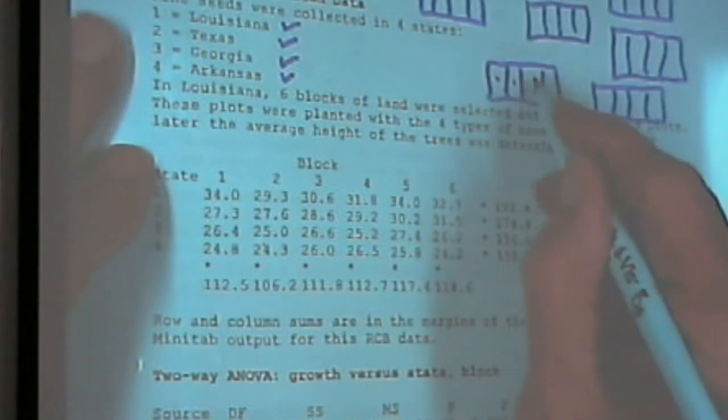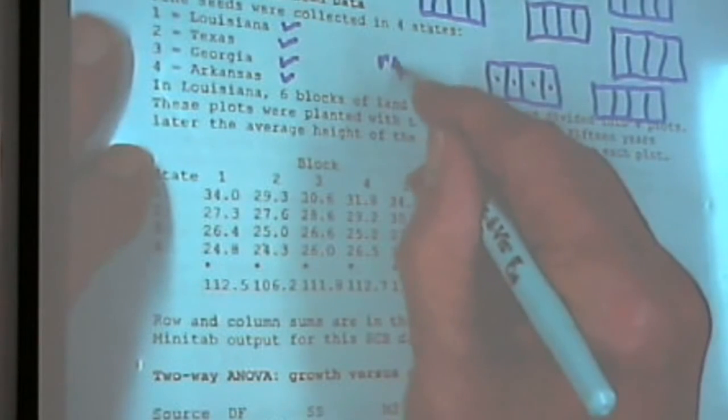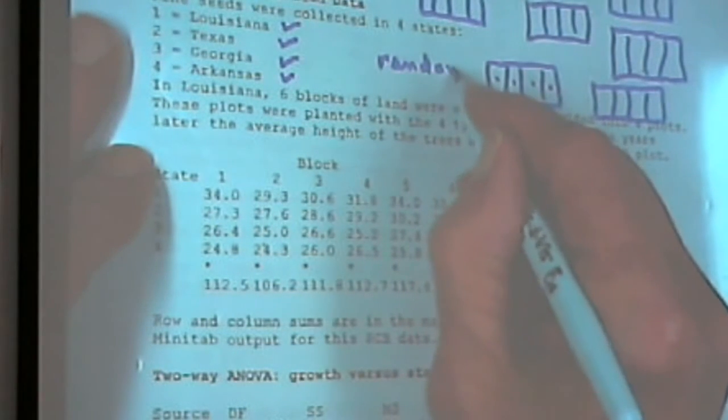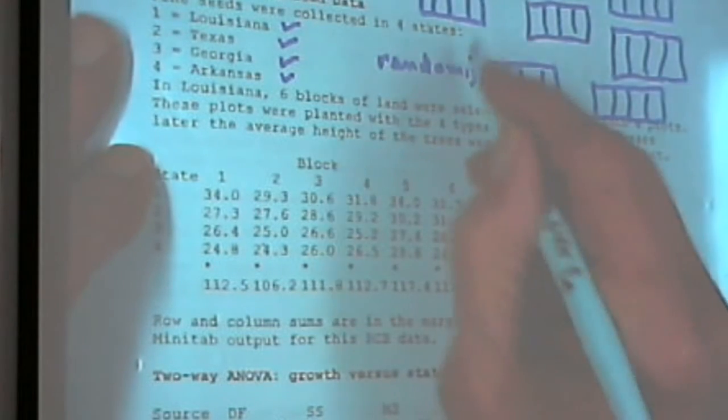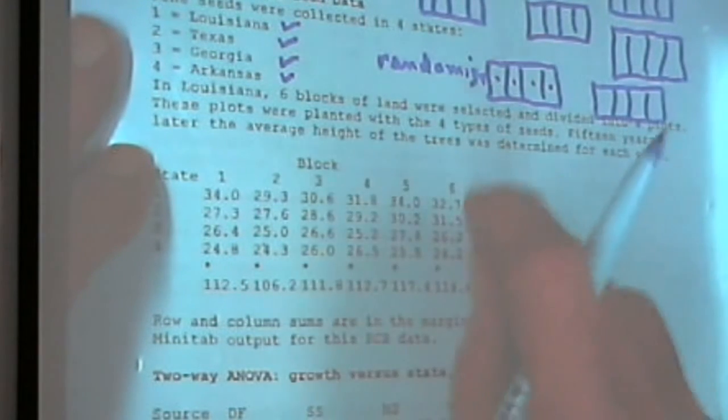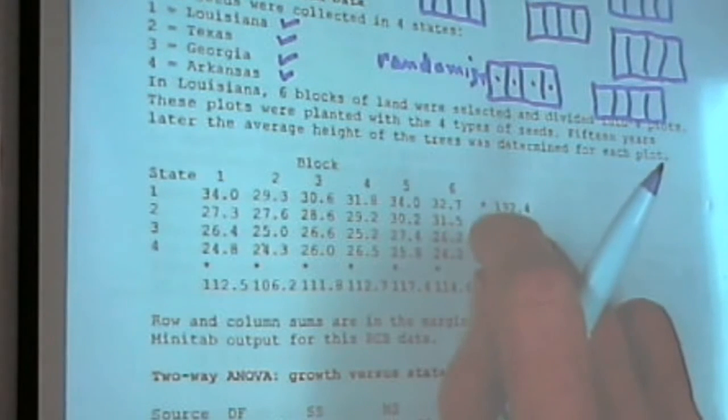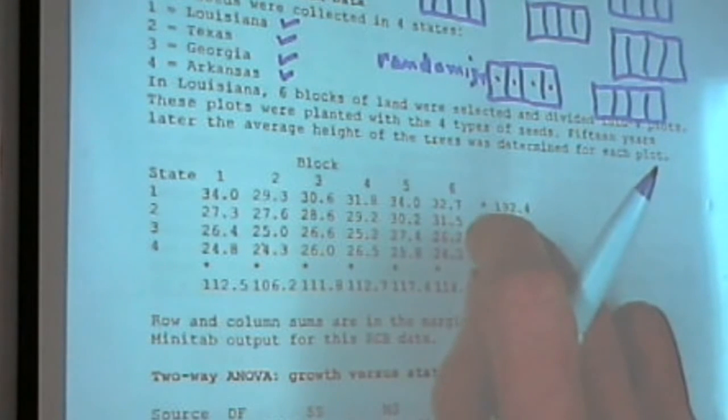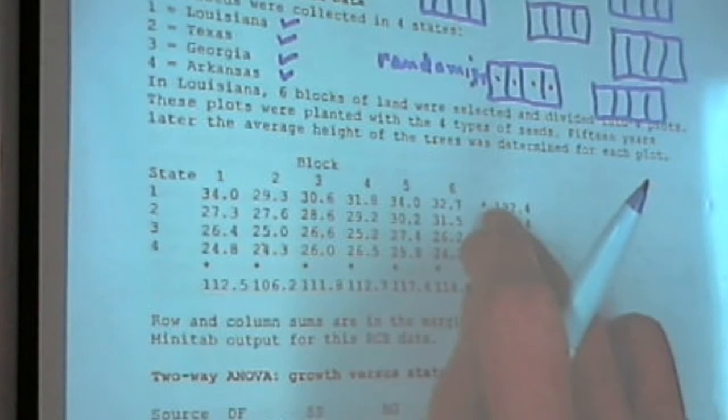So how do we do this? We randomize. We look at any one of these plots of land, and we see there's 4 subplots there, right? Which seed goes in which subplot? We randomize that choice. So we talk about a randomized complete block design. Randomize is right in the title. There's where it's used. We randomize how the treatments are applied to the blocks.